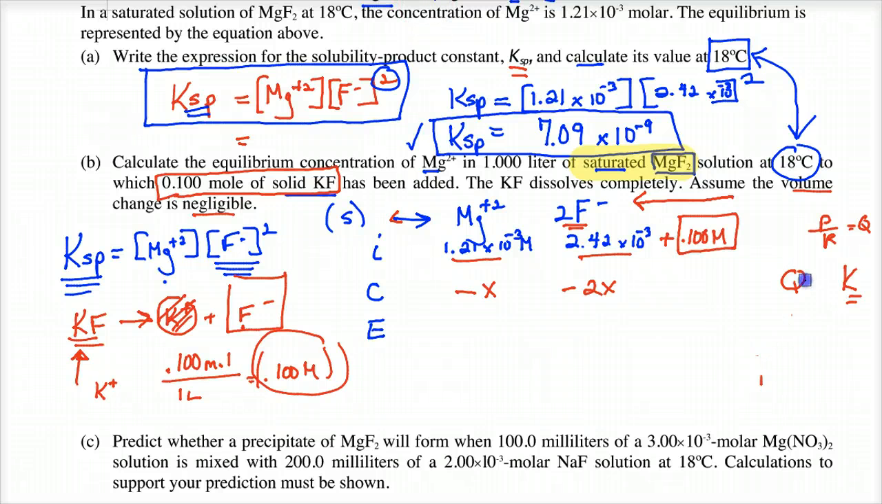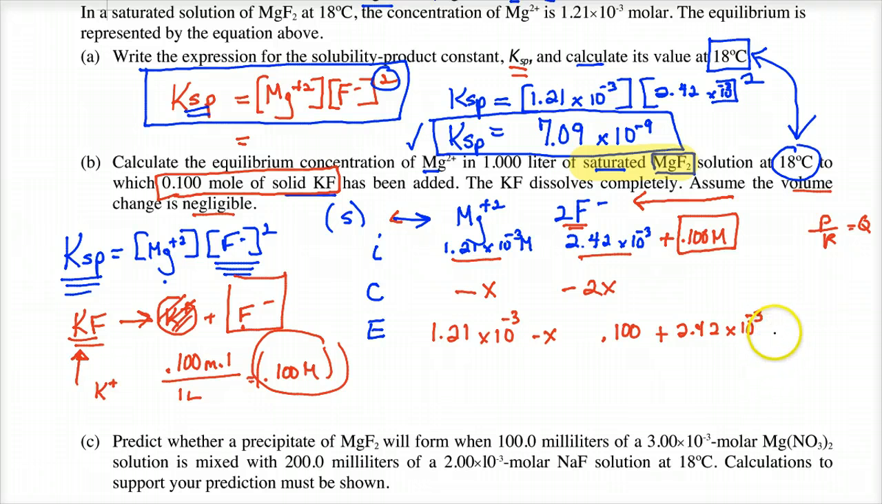Because of that, it's going to go back some amount. How much? We're trying to find what this is. So at equilibrium, this is 1.21 times 10 to the negative 3 minus x. This one, and I'm going to write it this way, 0.100 molar plus this small number, 2.42 times 10 to the negative 3, minus 2x.